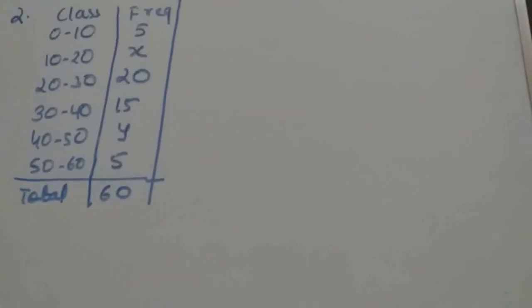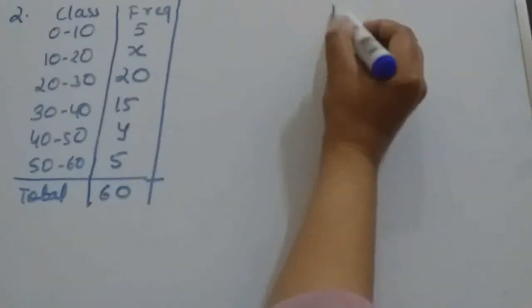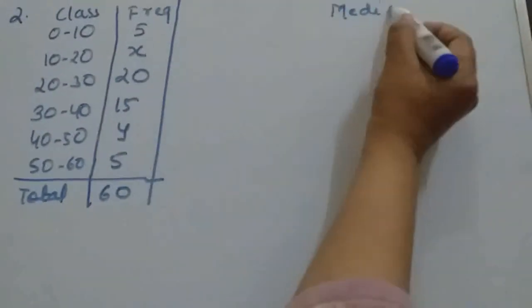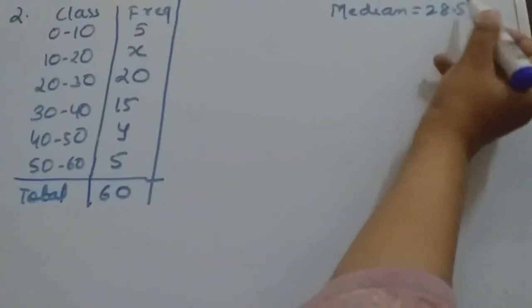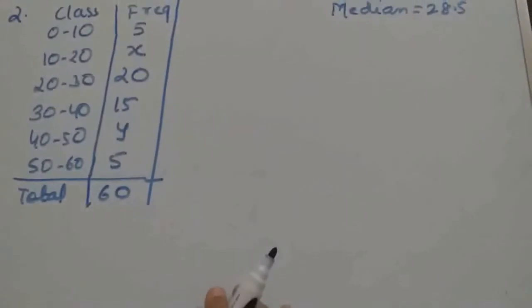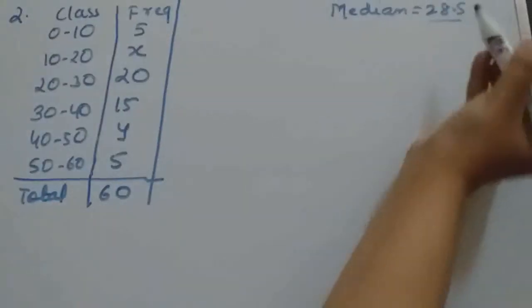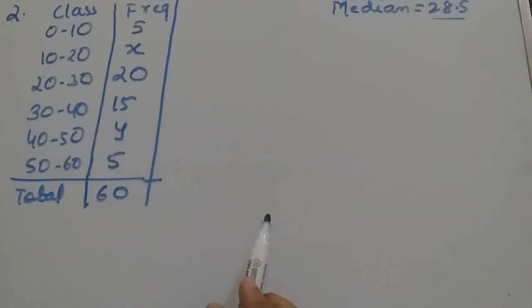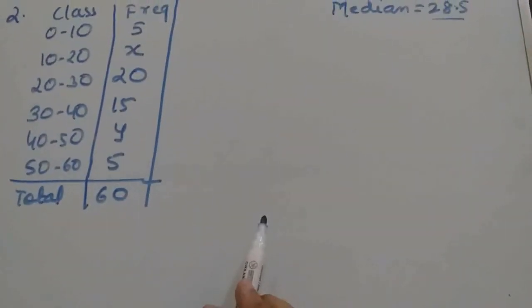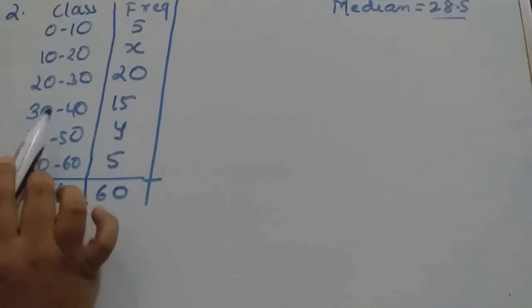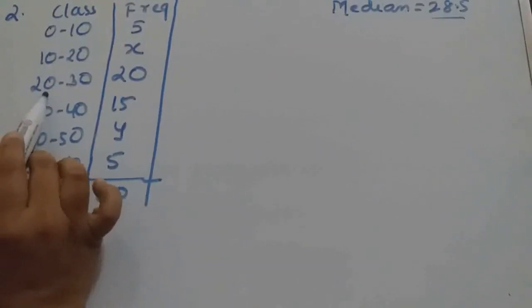In this question it is given that the median of the distribution is 28.5. So the median is already given. If the median is given to you, you can find the median class easily. The median is 28.5, so the median will be from this class only. We have to check in which class 28.5 will come.